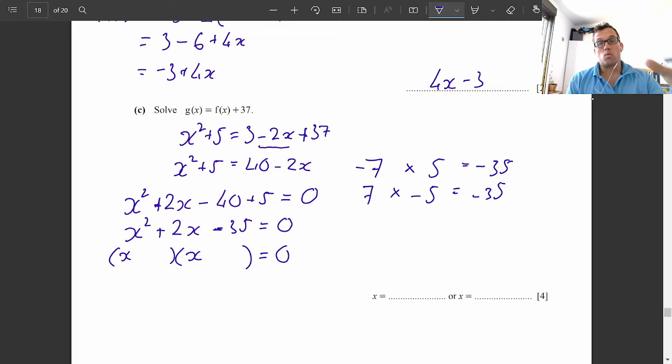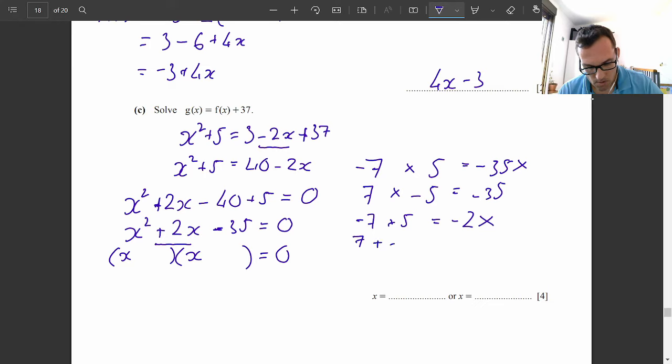Okay, now when we add these two values together, we'll get the middle term, plus 2x. So if we do minus 7 plus 5, that gives us minus 2. No, that doesn't work. The first one is wrong. If we do 7 plus minus 5, which is 7 minus 5, that gives us a positive 2. So yes, that's what we're looking for. So what we got here is a positive 7 and a negative 5.